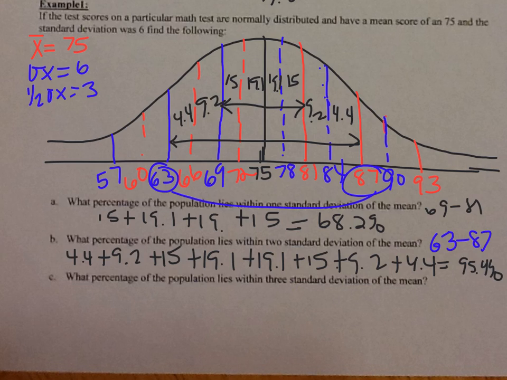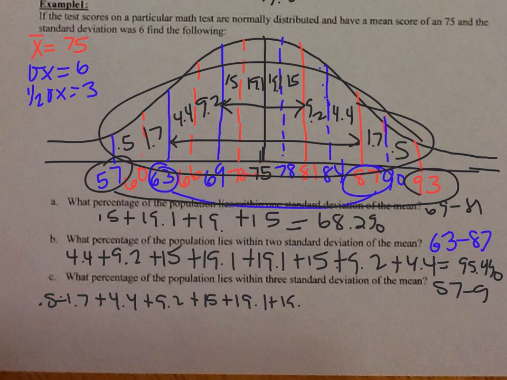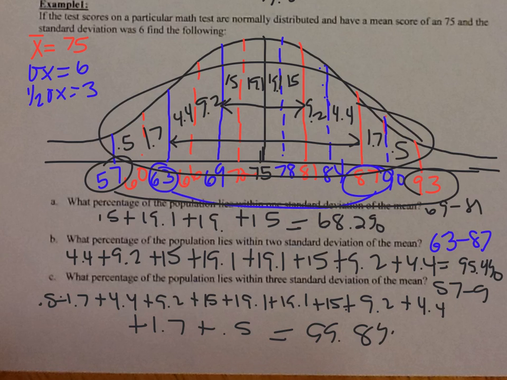And now I want what percent of the scores lie between 3 standard deviations. So that means I want from here to here. So from 57 to 93. So I add all of this up. I'm going to add also in the 0.5 and the 1.7 on both sides. So it's 0.5 plus 1.7 plus 4.4 plus 9.2 plus 15 plus 19.1 plus 19.1 plus 15 plus 9.2 plus 4.4 plus 1.7 plus 0.5, add that all up, and that's 99.8% of the scores.